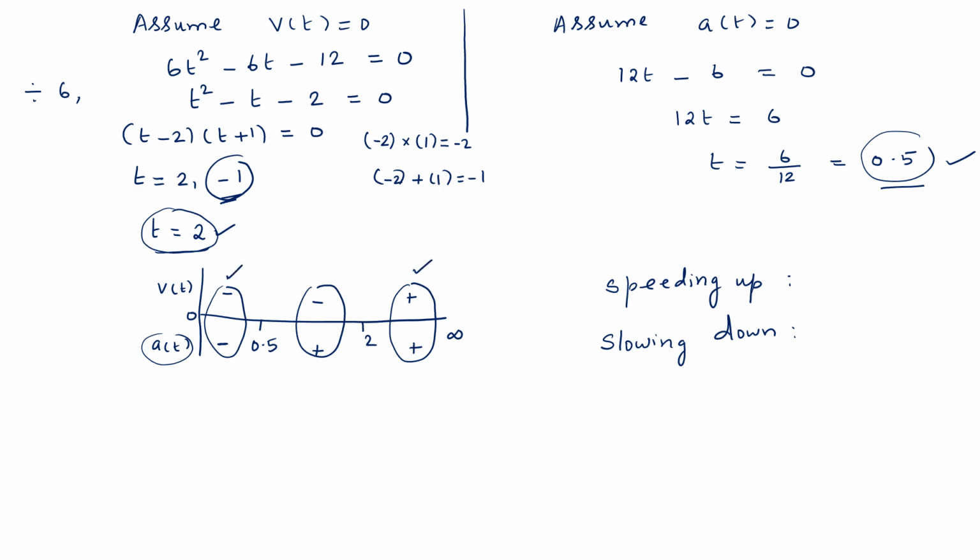So it is speeding up in this interval and this interval. What is the interval? I am writing 0 to 0.5 union 2 to infinity. When time is between 0 and 0.5 or between 2 and infinity, it is speeding up. And in between 0.5 and 2, it is slowing down. Okay, this is the answer for this problem.